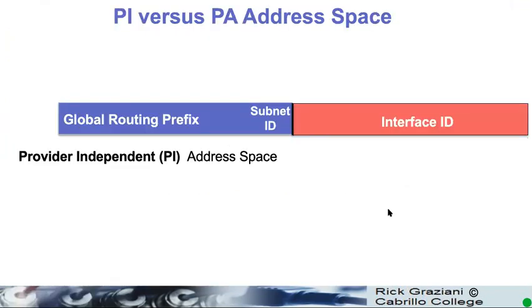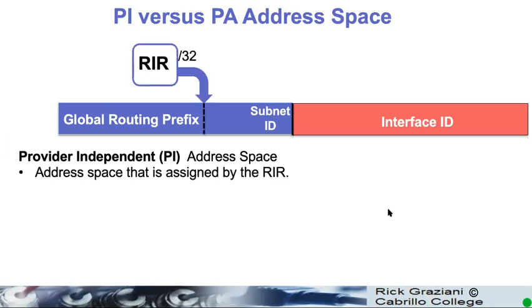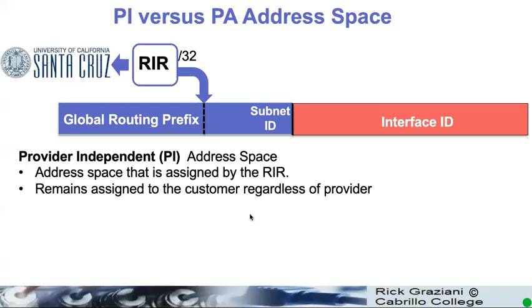PI space versus PA space. For example, PI space stands for Provider Independent Space. This is when you go to a regional internet register to get your IPv6 address space. This is what UCSC did. They actually had to pay for their addresses.